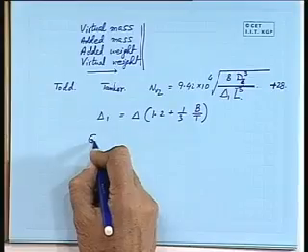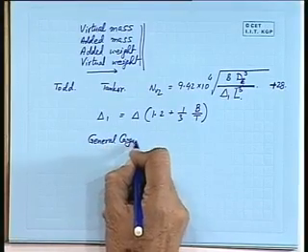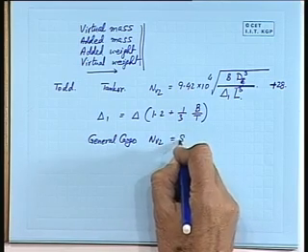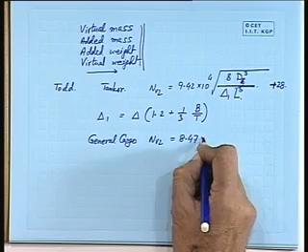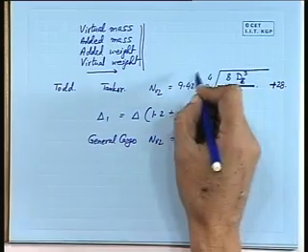Now, for general cargo carrier, NV2 is given by 8.47 into 10 to the power 4. These are all in cycles per minute.